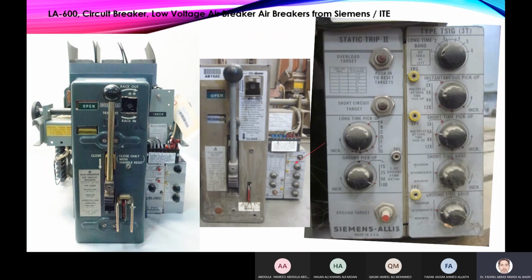So where these settings are, here is the breaker. This is the handle to switch it on and off, and these are the settings area. This is the one that I am showing you now. These are the settings which are shown here.